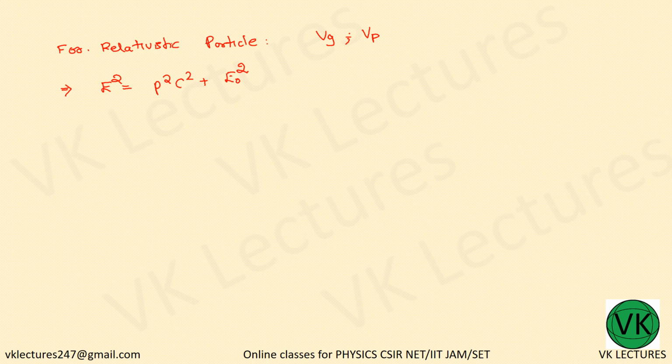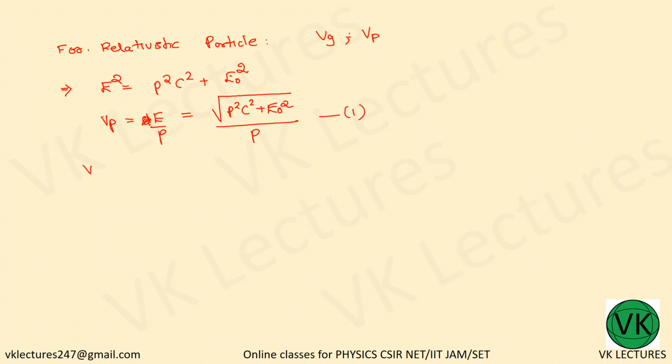Now what is Vp? Vp is equal to E by P. Then what we can write is, this is my E, that is root of P square C square plus E naught square, divided by P. Let it be like this, and this must be my first equation.